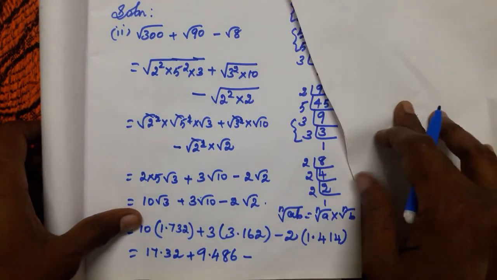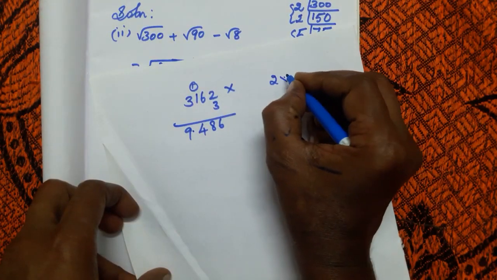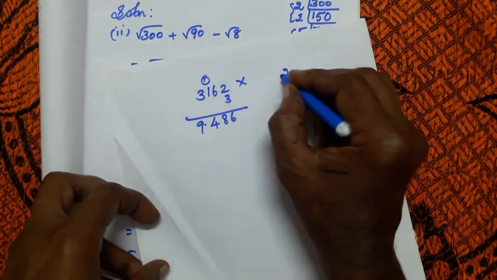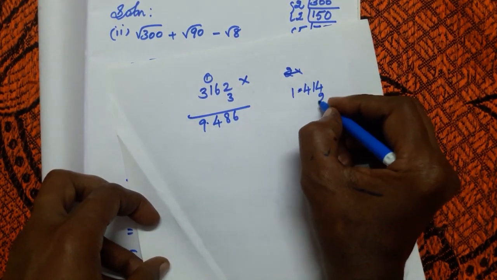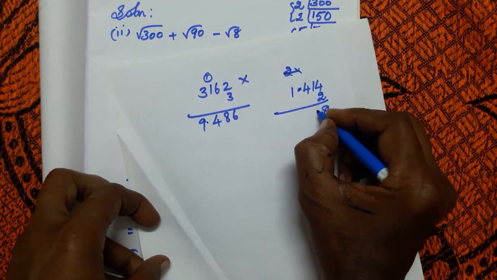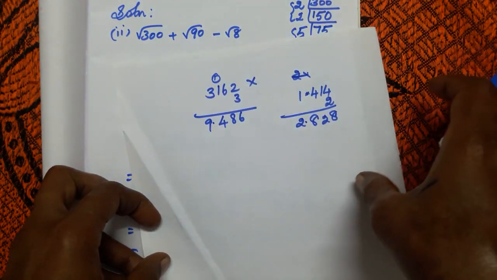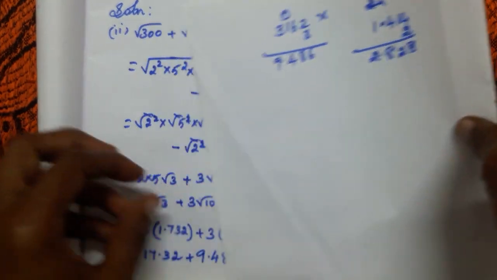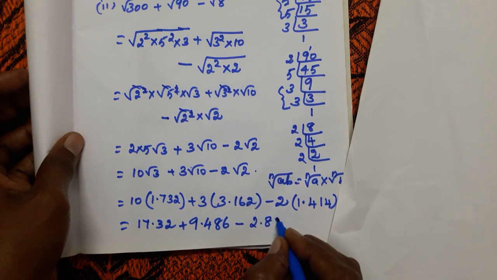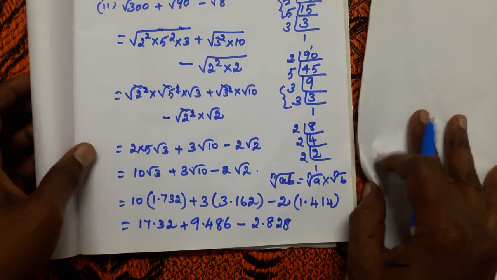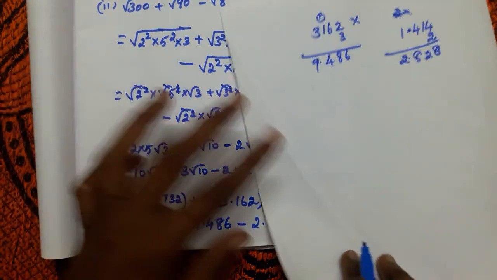So we are getting 9.486 minus, next, 2 into 1.414. 1.414 without the decimal point we have to multiply into 2. 4 2s are 8. 1 2 is 2. 4 2s are 8. 1 2 is 2. 3 digits before, we have to put the decimal point. So we are getting 2.828. Then we have to add 17.32 plus 9.486.